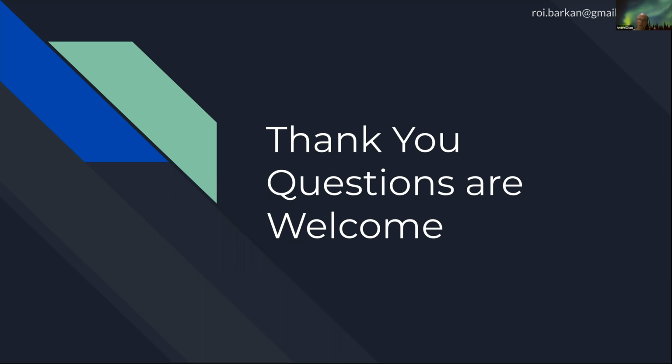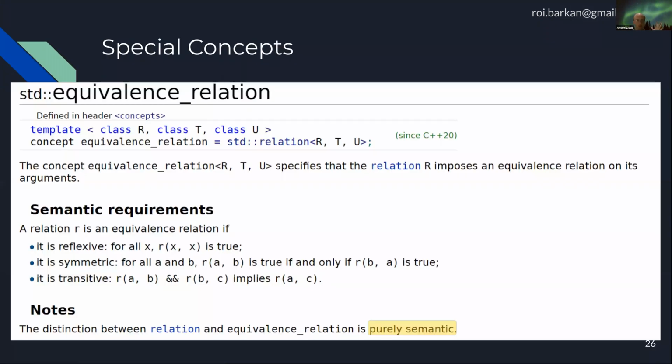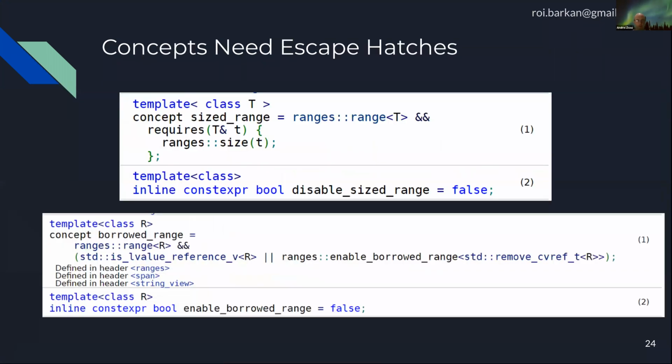I have a question about those escape hatches. Basically, as I understand them, concepts are more or less SFINAE made much easier, but that means more or less everything we can do now with concepts, you could have done already with SFINAE. So why are those escape hatches a new thing?